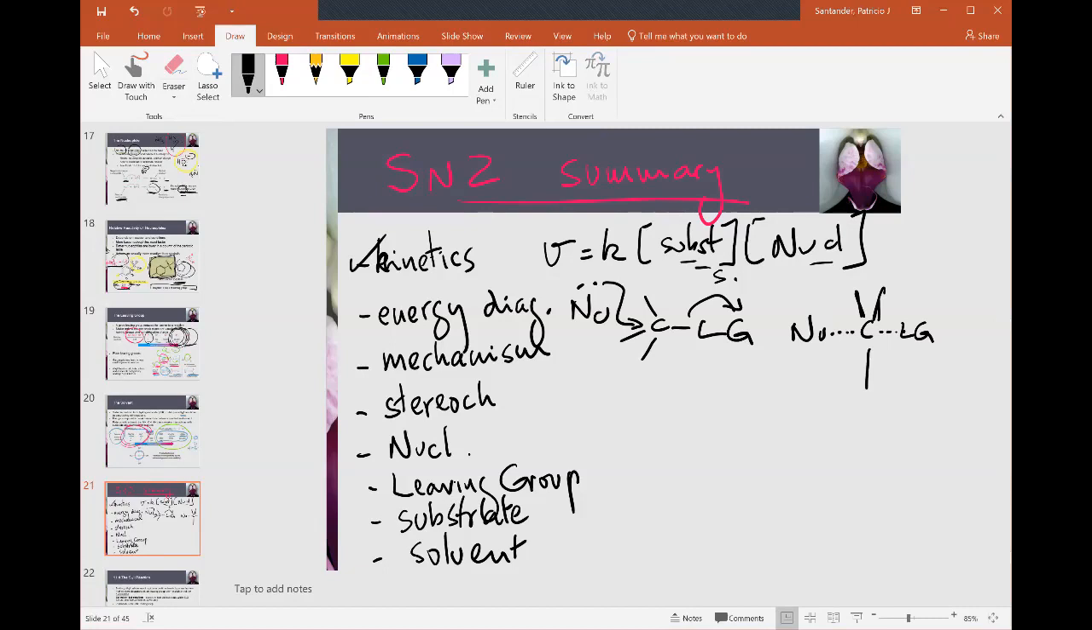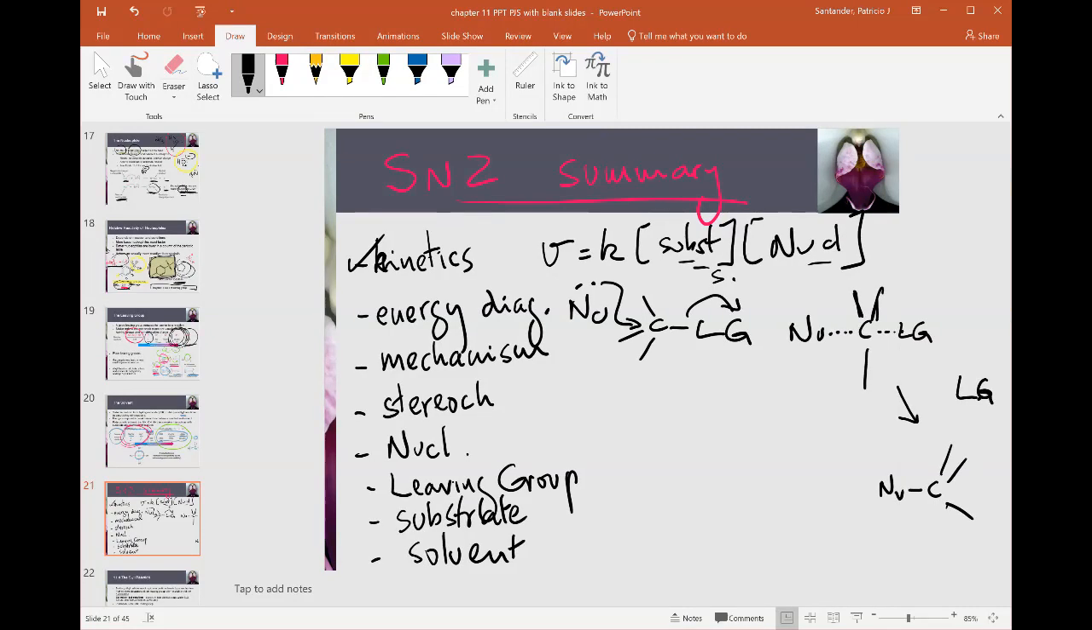And then when you finish the reaction, the nucleophile is completely attached, and the 3 other groups are pointing in the opposite direction, right? And the leaving group is completely detached. So that's why we say in this reaction there is an inversion of the configuration. So that is the mechanism. So we have the energy diagram. Energy diagram is done.